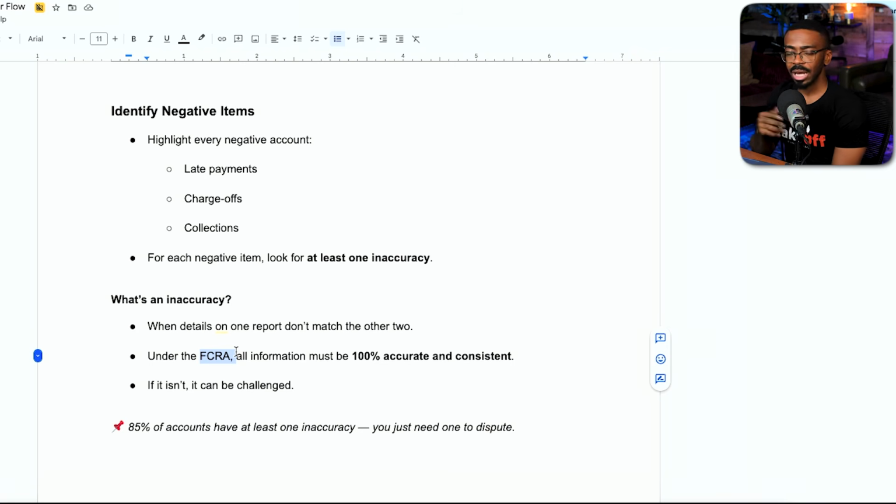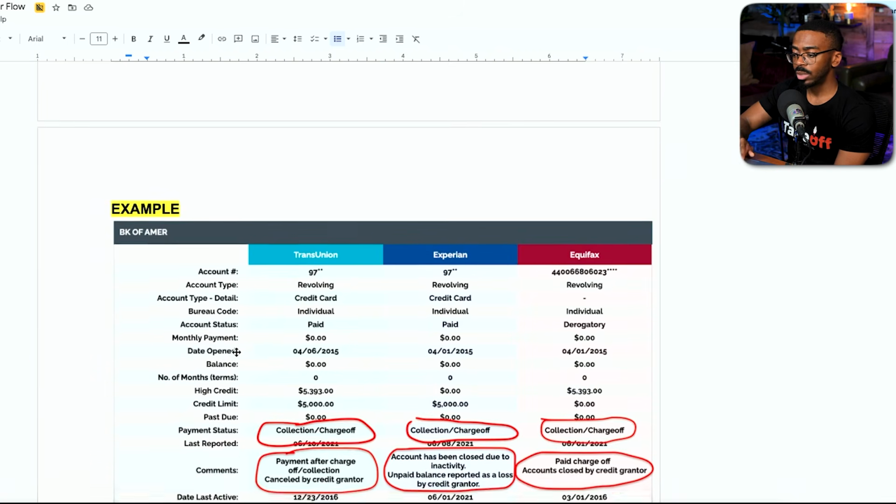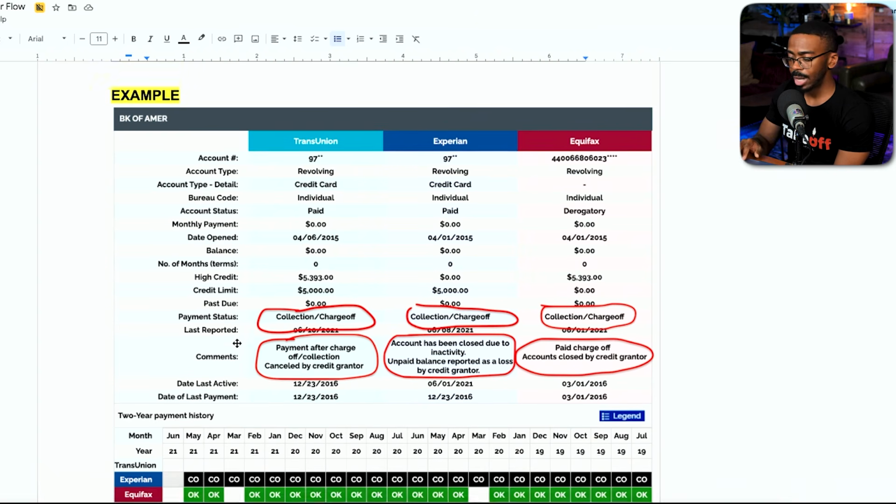At least 85 to 90% of accounts on most people's credit reports have at least one inaccuracy. You don't need 10, you only need 1, and more than 85 to 90% of accounts do. So with that being the case, we can use laws like what's in the FCRA to go ahead and get it removed. And I'll give you guys a live example.